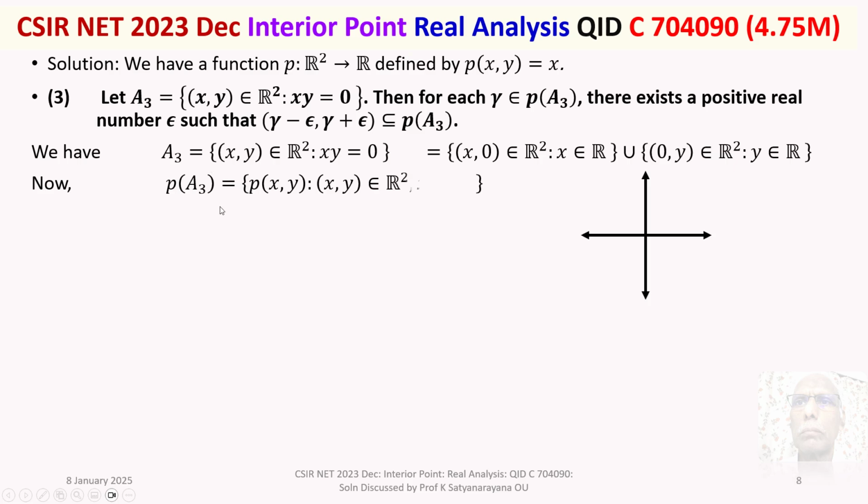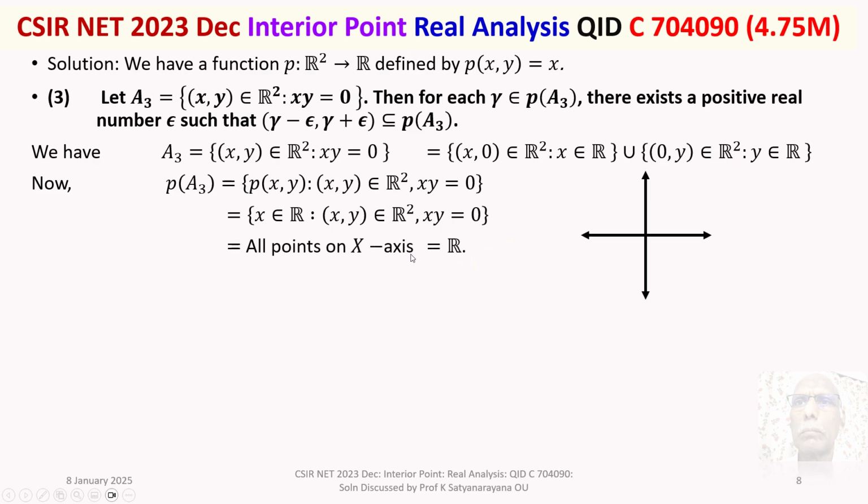Right. Now, P of A3 is P of all the ordered pairs x comma y belongs to R square such that the product xy is equal to 0. So, for P of A3, the projection, for all x comma 0 it is x. For all 0 comma y, the projection is 0 only. Right. So, it is only x belongs to R, where x comma y belongs to R square and xy is equal to 0. That is all points on the x-axis. That is R. So, P of A3 is R.